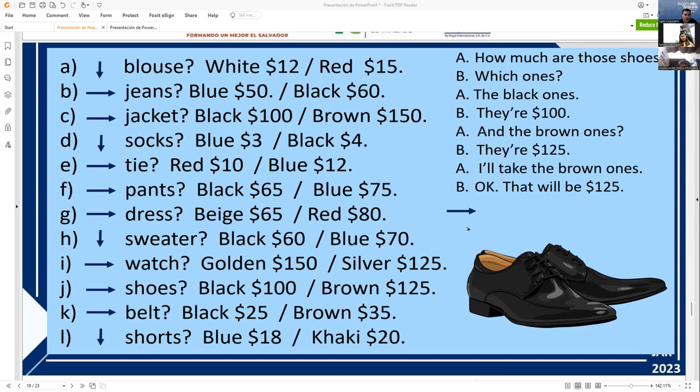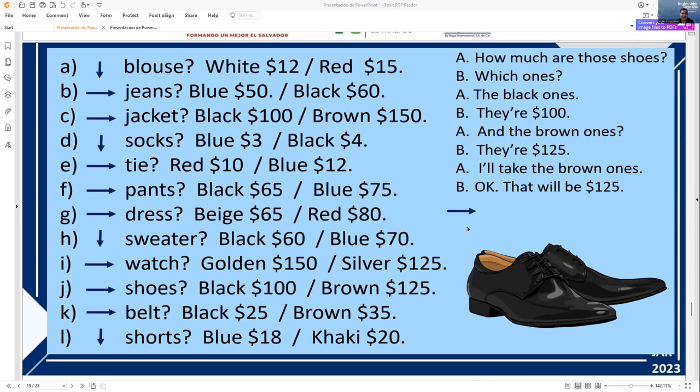Letter A. This blouse. How much is this blouse? Which one? The white one, it's $12. And the red one, it's $15. How much are those jeans? Which ones? The blue ones, they are $50. And the black ones, they are $50. I'll take the blue ones. Okay, that will be $50. How much is that jacket? Which one? The black one or the brown one? The black one, it's $100. And the brown one, it's $150. I'll take the black one. That will be $100.